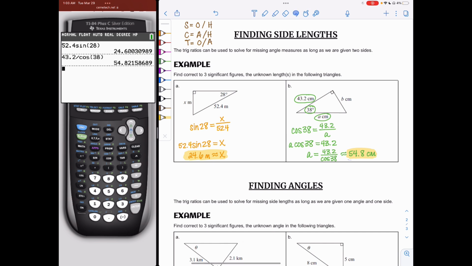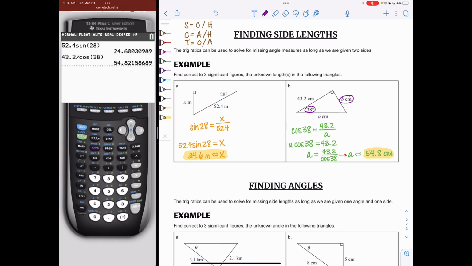All right, so that is what A is. So next we can find B. Anytime we find B, if we look at what's being given, if I look at the angle 38, I can see that B is across from it, so that's the opposite.